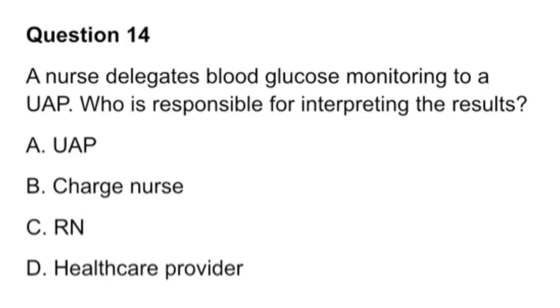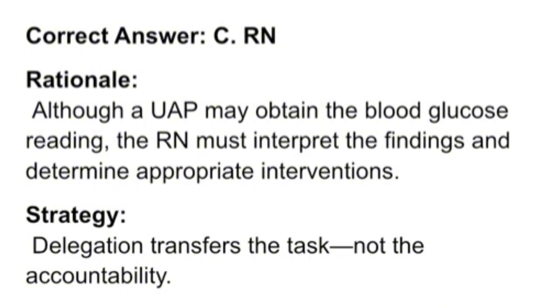Question 14. A nurse delegates blood glucose monitoring to a UAP. Who is responsible for interpreting the results? A. UAP. B. Charge nurse. C. RN. D. Healthcare provider. Correct answer, C. RN. Rationale. Although a UAP may obtain the blood glucose reading, the RN must interpret the findings and determine appropriate interventions. Strategy. Delegation transfers the task, not the accountability.